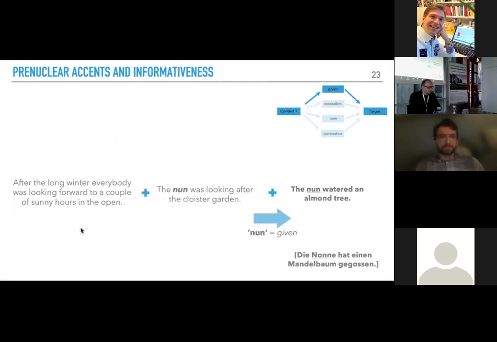Here, the first context sentence sets the scene. After the long winter, everybody was looking forward to a couple of sunny hours in the open. The second one, the nun was looking after the cloister garden, makes in this condition the target word textually given, right? Nun is repeated, since the target sentence is the nun watered an almond tree. So we would expect here that we find de-accentuation of nun. That would be most appropriate, we thought.